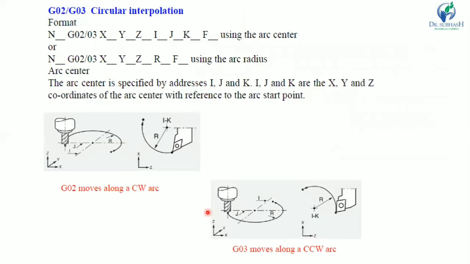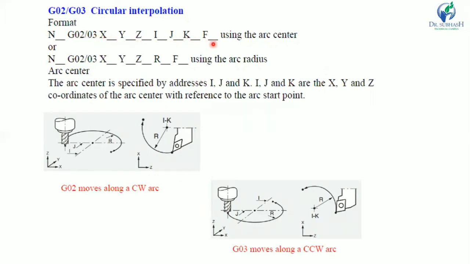Then the next one is circular interpolation. In circular interpolation, if the cutting tool is required to move along an arc, the circular interpolation functions, that is G02 or G03, are used to execute the instruction. G02 is used if the direction of interpolation is clockwise, and G03 is used for counterclockwise interpolation.